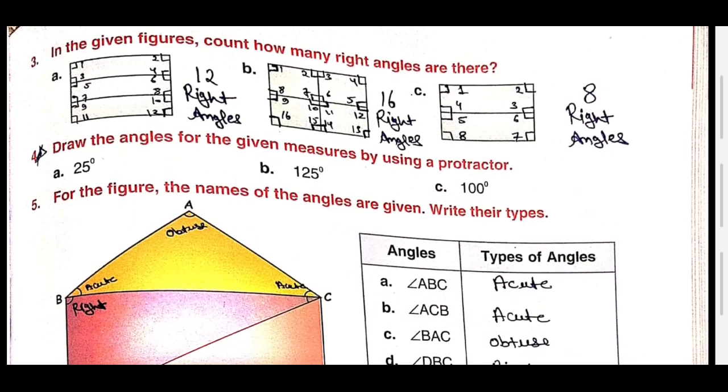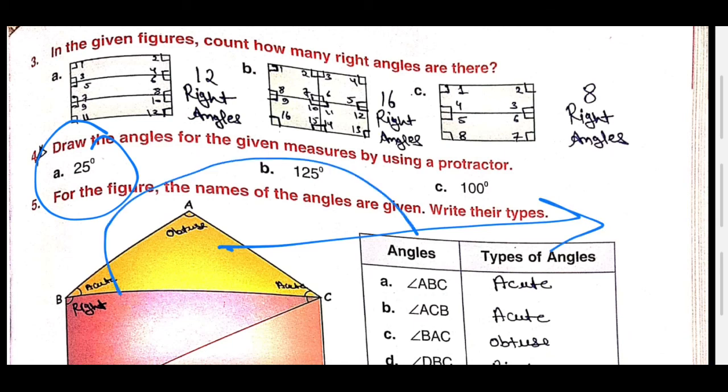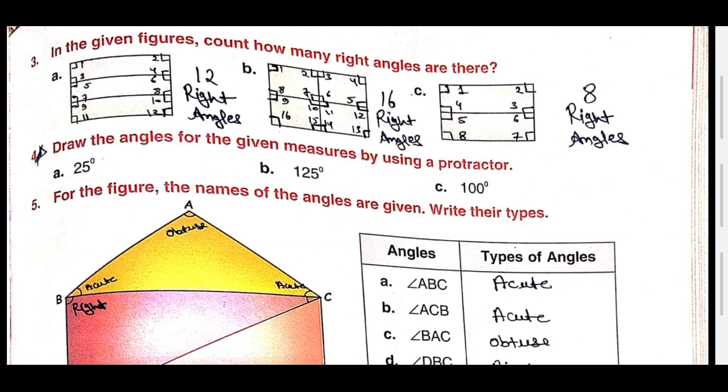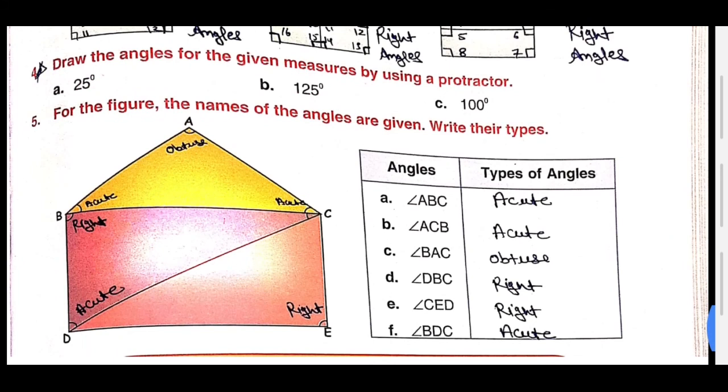Draw the angle for the given measure by using a protractor. Draw the angle 25 degrees. First you draw the line, put your protractor here. Now just make that center point coincide with this, and the baseline passes through the line. Now just mark 25, suppose here. Now join, it is your angle, what? 25 degrees. So these three angles you have to draw by yourself in homework, in a notebook, by using your geometry box, compass or protractor.